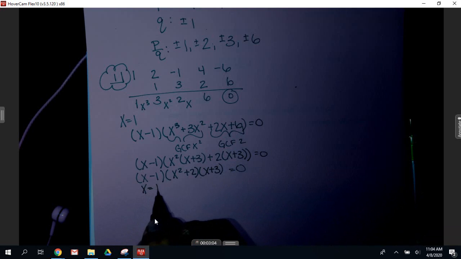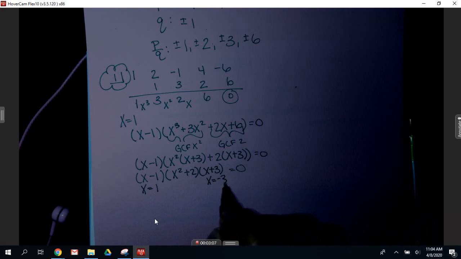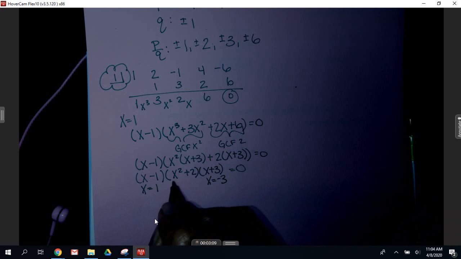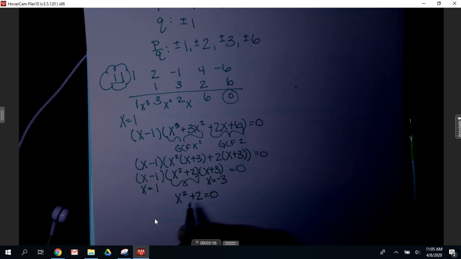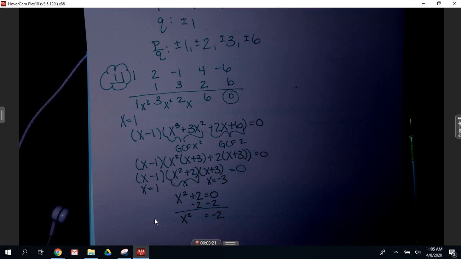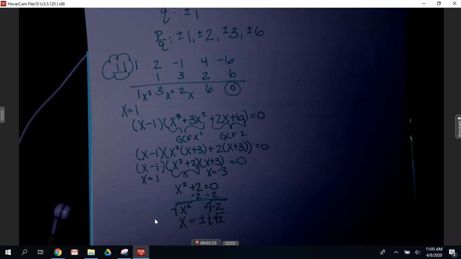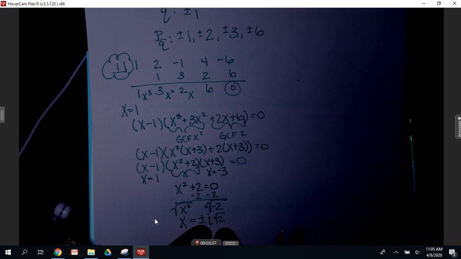Alright, so I have my x equals 1, x equals -3, and then this one I'm going to use the square root property to solve this. When we square root, we get plus or minus the square root of the negative, which is our i. And then the square root of 2 does not go any further, so we're just going to leave it as our irrational term.